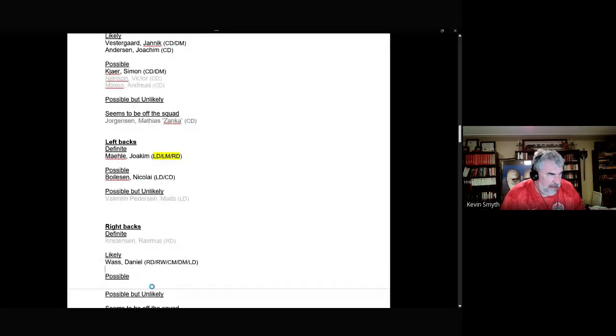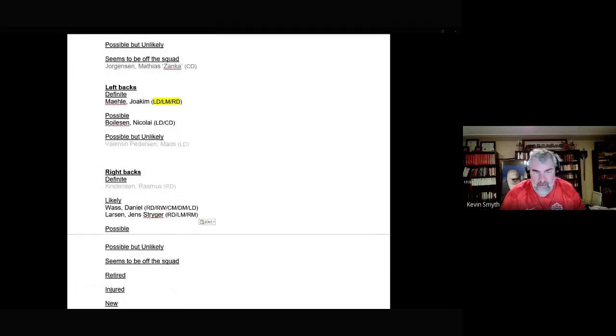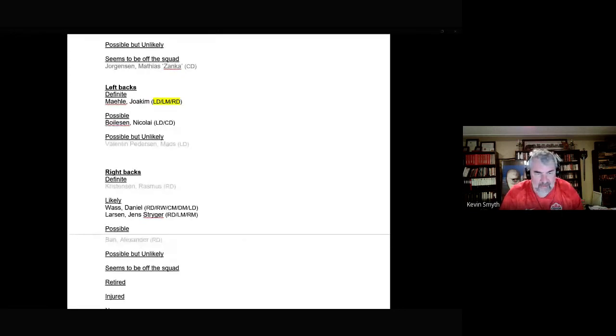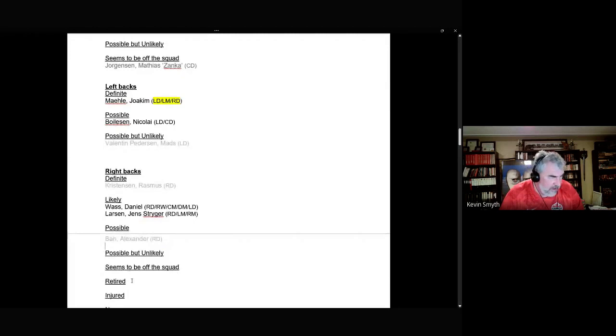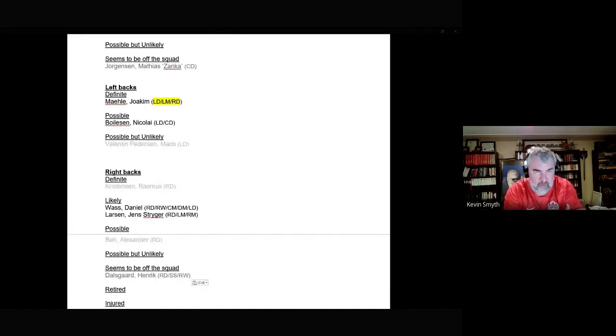So again, one of these, probably Jens Stryger Larsson, is really the backup for the left back position also. As a possible candidate, we also have Alexander Baa, and seemingly off the team is Henrik Dalsgaard. So maybe I should talk about him first, because it's more of a historical figure.